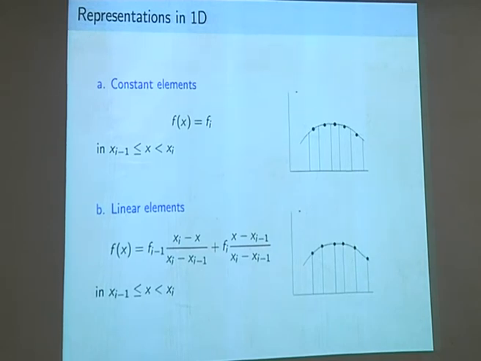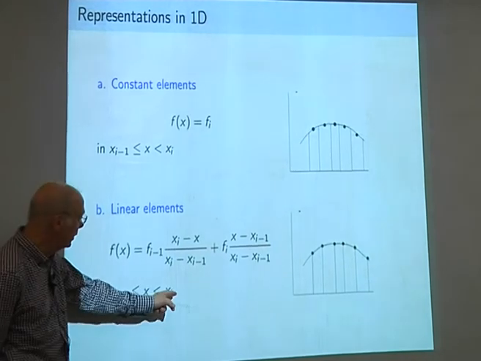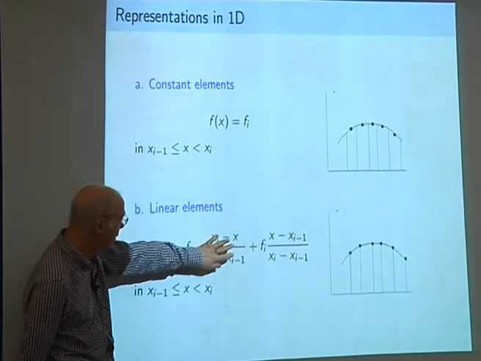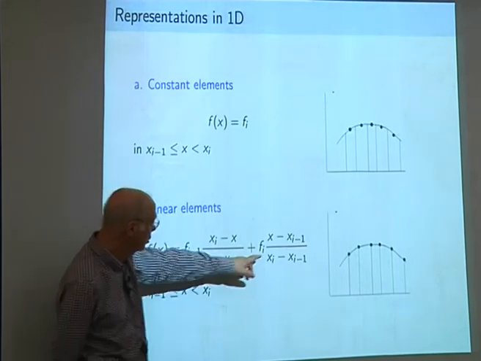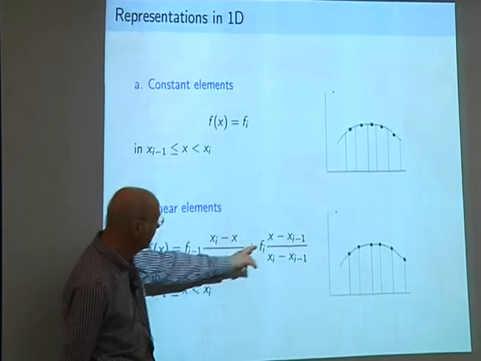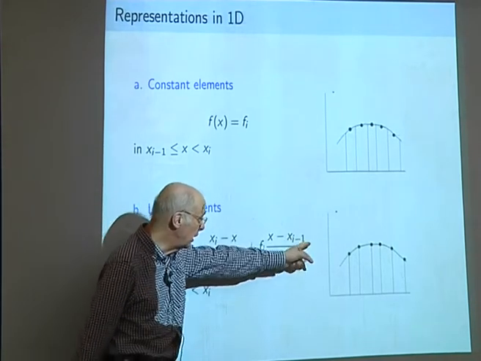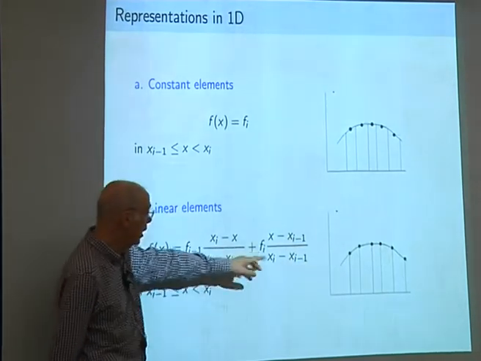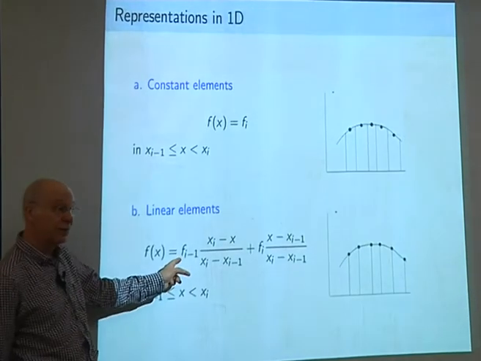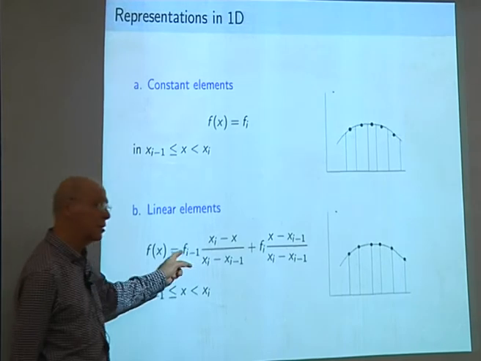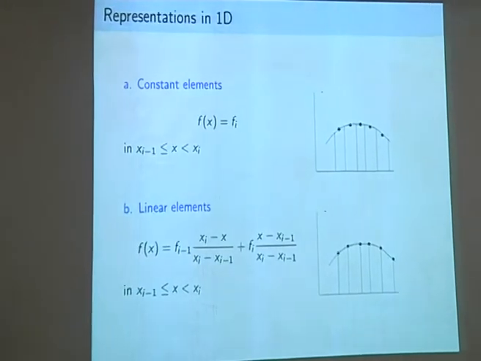So again, this is on an interval between 2 points, and you can see at x equals xi, this term vanishes, so that we have fi, and at x equals xi minus 1, at the beginning of the interval, this term vanishes, and we're looking at the value. So it happens to be the value, but these are two parameters that specify a linear function.